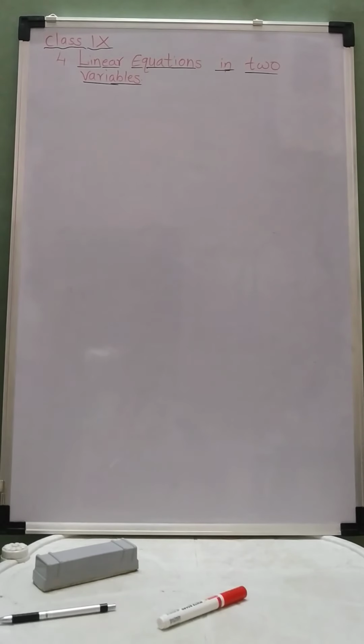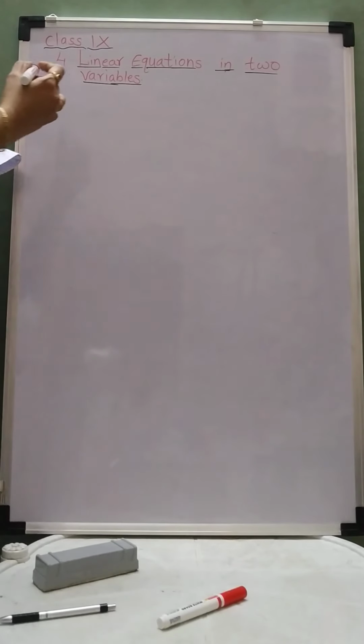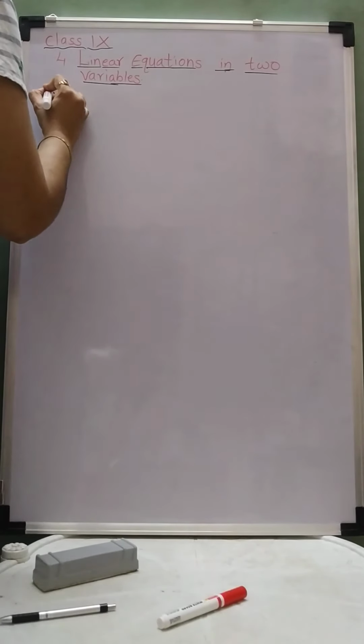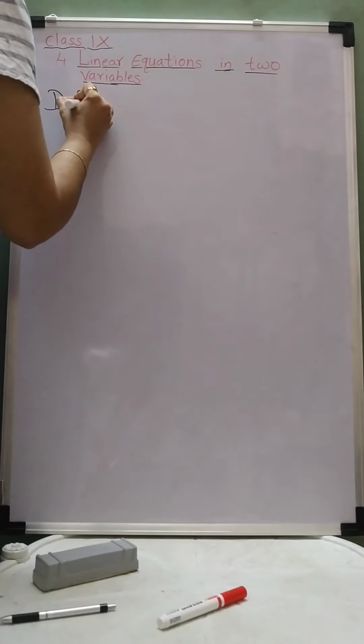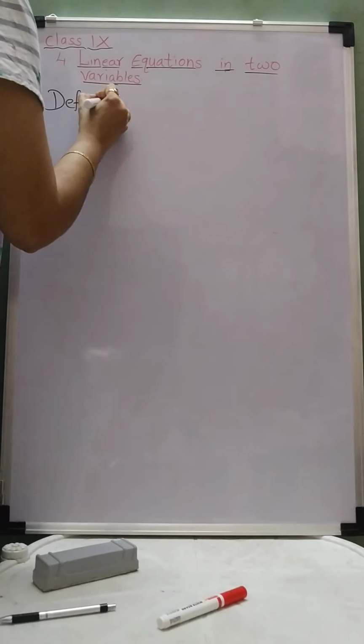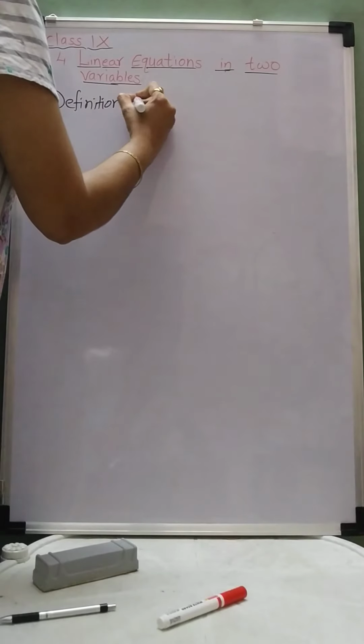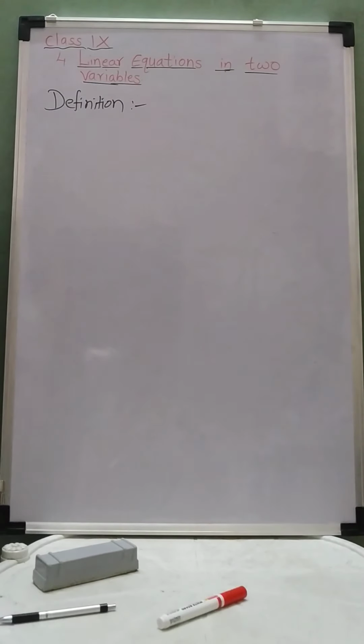Today we will learn about linear equation in two variables. So what is the standard form of linear equation in two variables? That is ax plus by plus c is equal to 0. So I will write down the definition of linear equation in two variables.